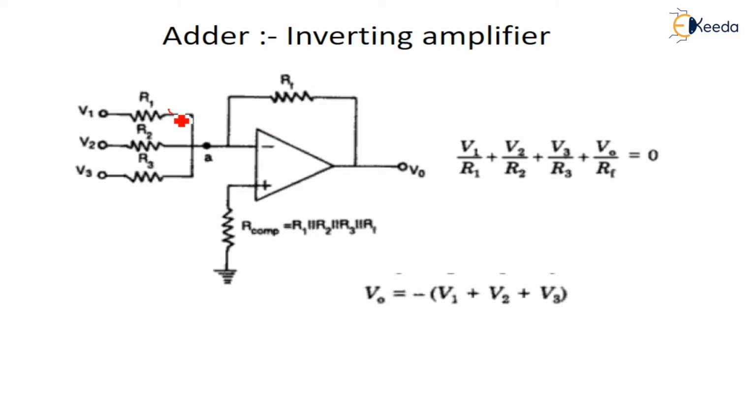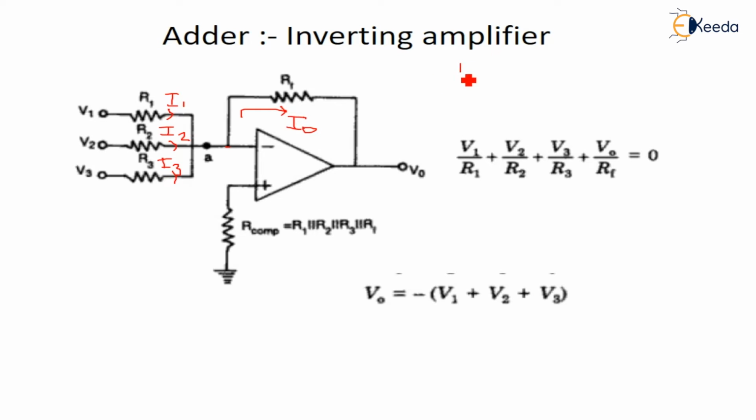We know the current relation in a parallel circuit. I can see the current flowing through this branch is I1, through this branch is I2, and through the third branch is I3. And the current flowing through this branch is I out. Now if I apply KCL over here, what does KCL say? Sum of incoming current is equal to sum of outgoing current.